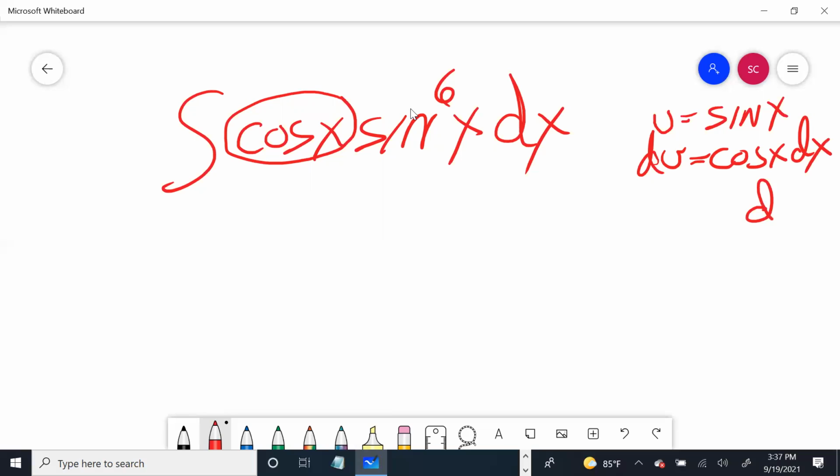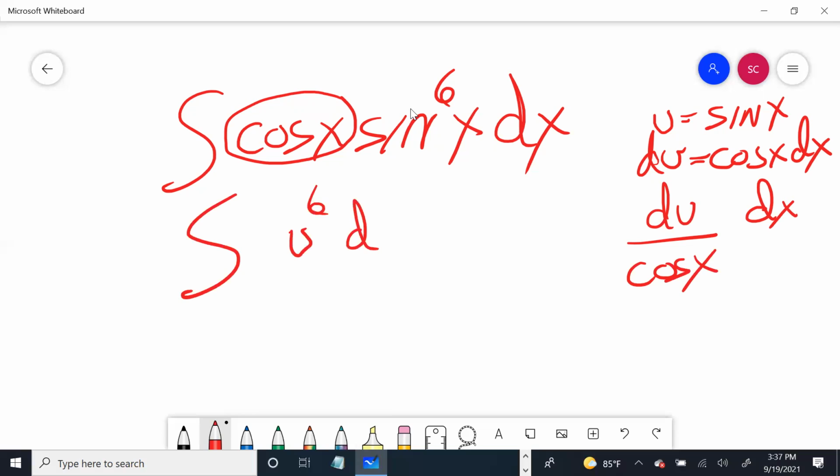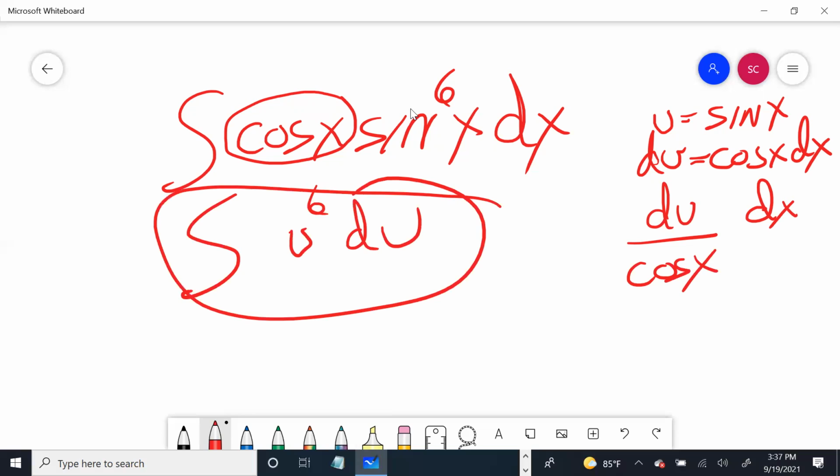And now dx is going to be du over cosine x. And you can see where the cosine x disappears. Right. And you end up with u to the 6th du, which is very easily done. So always look for that as your first step: whatever you would let u equal, if it's being multiplied by the derivative of u, you're in business using u substitution.